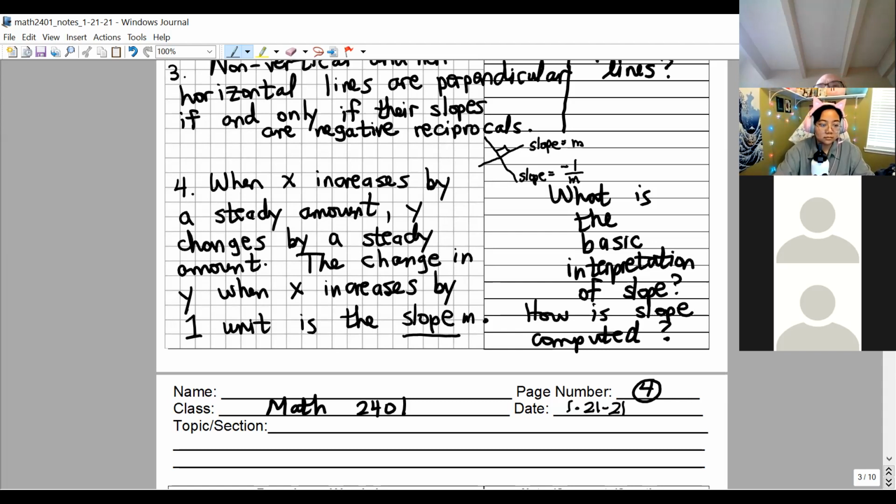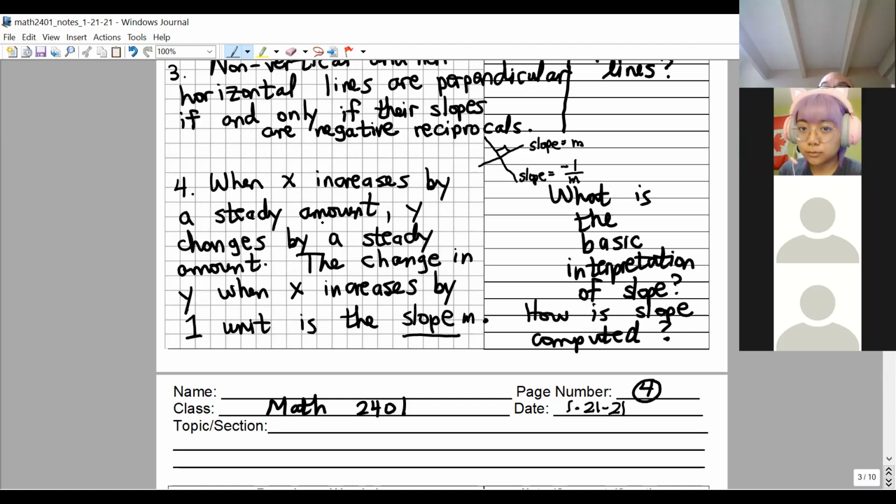But when x increases by a steady amount, the y value is also going to change by a steady amount. You can already get the feel for why this fact is important to us in differential calculus, because remember I said in differential calculus, we're focusing on studying how, in relations, one quantity changes when the other quantity changes, correct? In a relation, when x changes, how does the y value change correspondingly, okay?